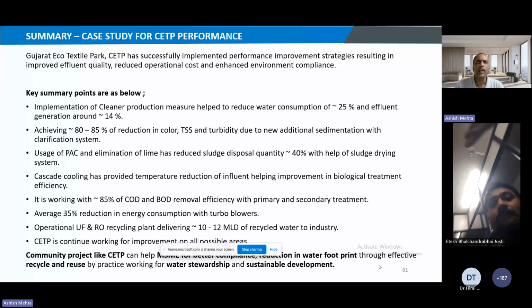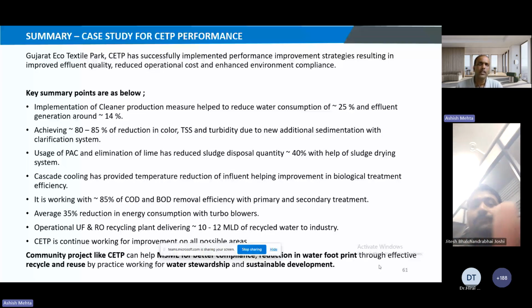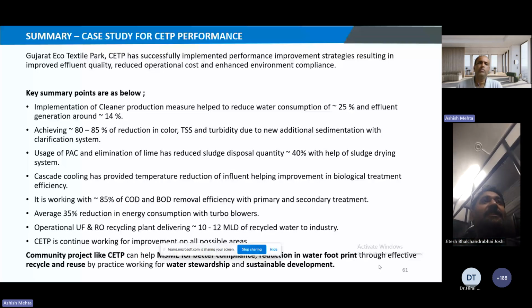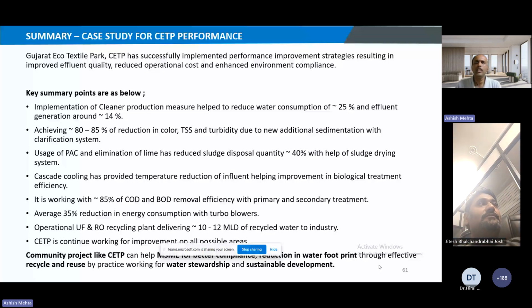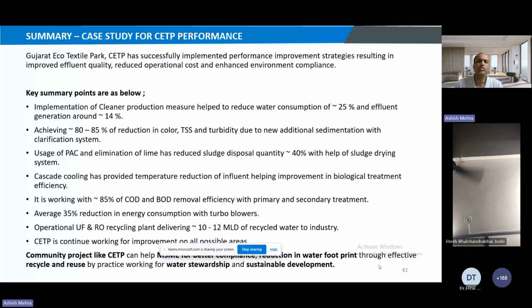So, if we summarize, if we want to operate our CETP and ZLD system effectively, we need to integrate the source of generation with the community project, that is the CETP or ZLD plant. We have to start with that. We have to do cleaner production, we have to do water audits such that the hydraulic loading or the variations at the CETP or ZLD are minimum and it is homogeneous in nature. The organic loading at the CETP or ZLD plant is homogeneous and doesn't vary. It meets the CETP inlet criteria norms. That is very, very important.